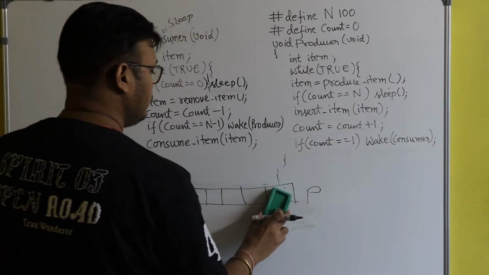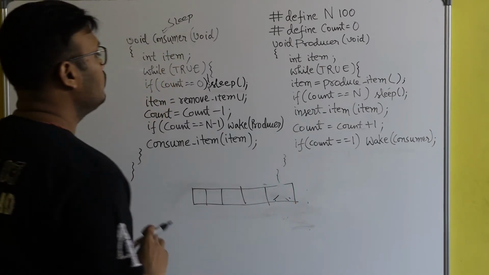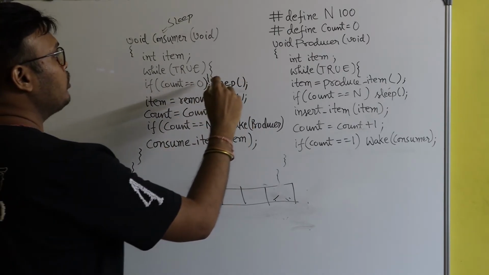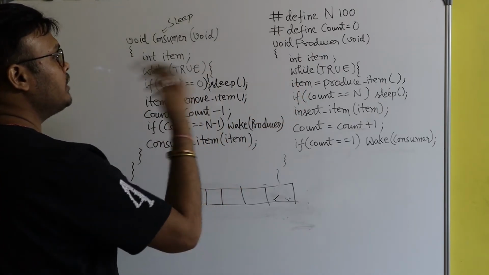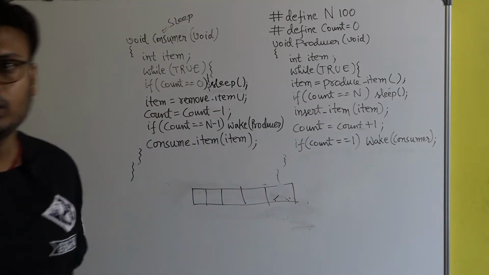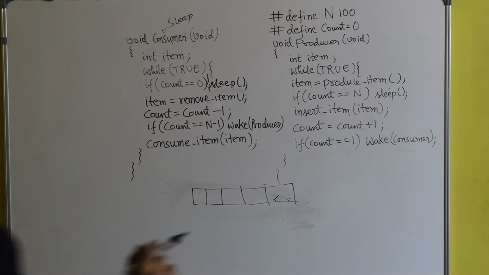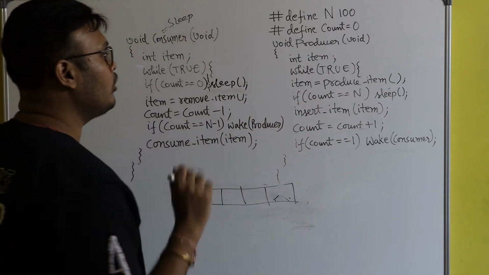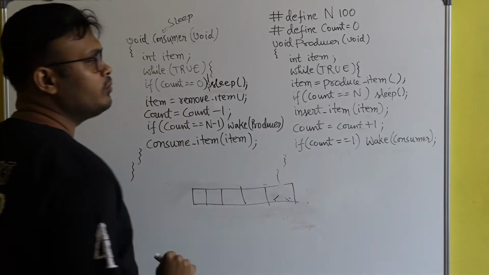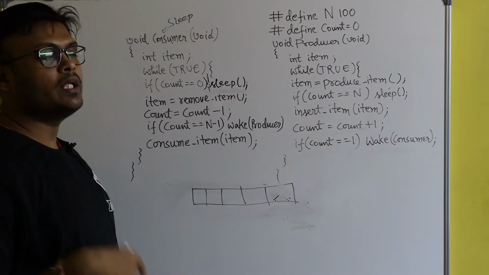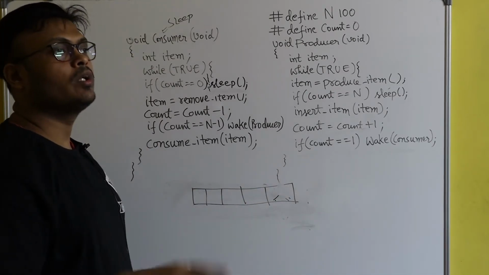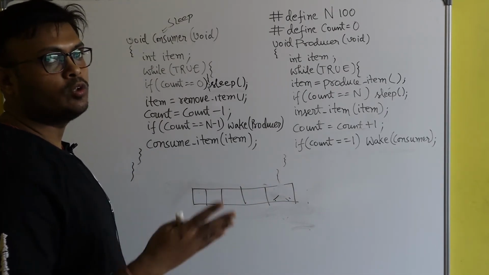So now suppose, here the consumer is sleeping. Now suppose again the context switching happened and the CPU is given to the producer. Fine, just wait. And the CPU is given to the producer. So now you see what will happen. Here after invoking the wake consumer system call, the producer is thinking that the consumer has received this wake system call. So the consumer is awake. But actually it's not true.